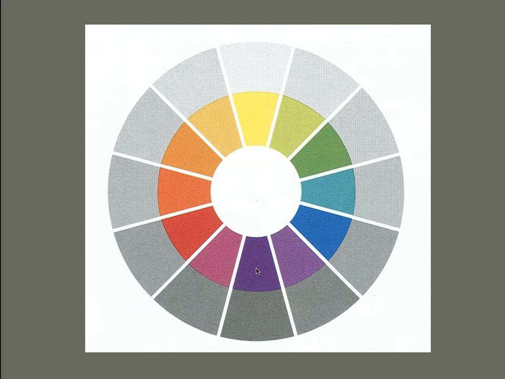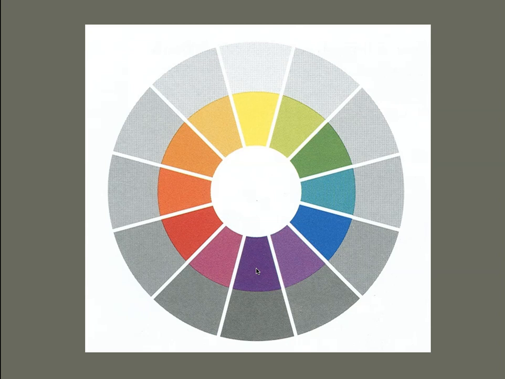Now you can add black to a color and that will give it a shade. So a shade is a color darker than the hue's normal value. And then if you add white to a color, that's going to give you a tint, which is a color lighter than the hue's normal value.